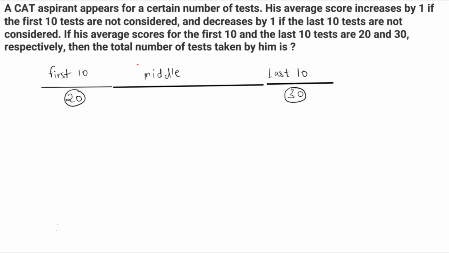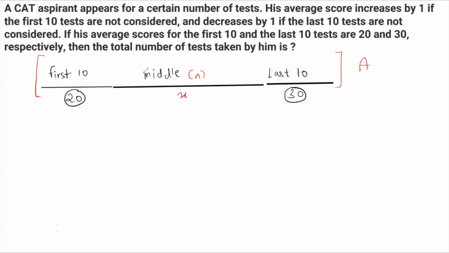Okay, so first 10 and last 10. Let us suppose that in the middle there were n number of tests taken and the average score in those n number of tests was x, right? Now let us suppose the overall average score in all those n tests was equal to A.